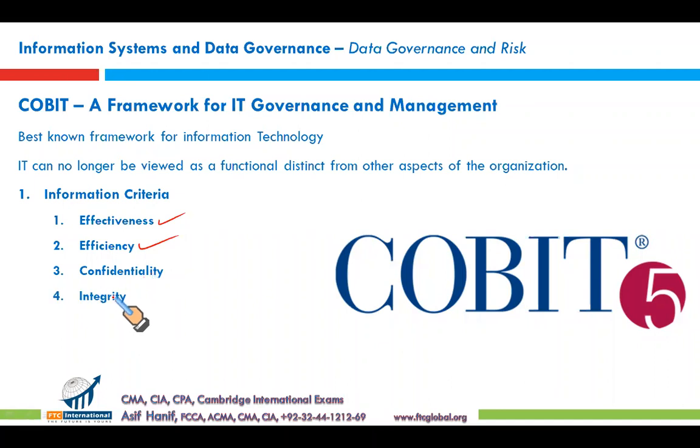Then integrity. Integrity means your information must be accurate, because you have to take decisions based upon this information, so it must be accurate and complete. Fifth, availability. Your information must be available when required. You require it now, it must be available now. You require it in the future, it must be available in the future. So information must be available when you need it.